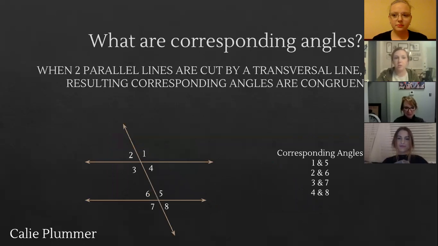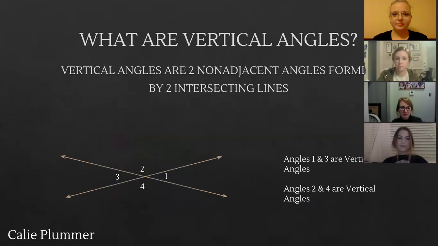Corresponding angles are when two parallel lines are cut by a transversal line, and so the resulting corresponding angles are congruent. So like angles 1 and 5, 2 and 6, 3 and 7, and 4 and 8. Vertical angles are when you have two non-adjacent angles formed by two intersecting lines. So in this case, the vertical angles would be 1 and 3, and 2 and 4.